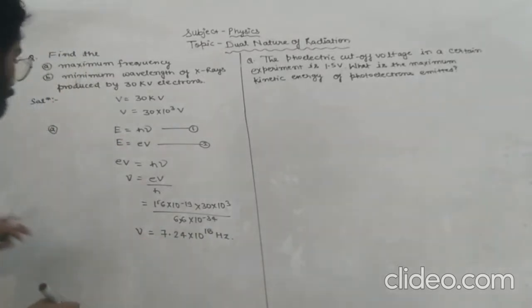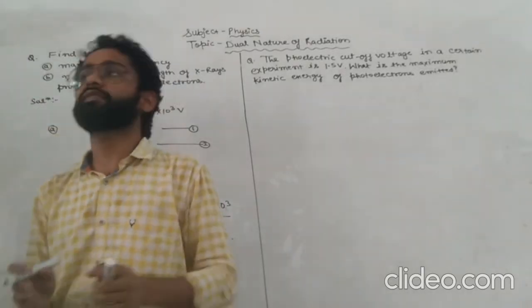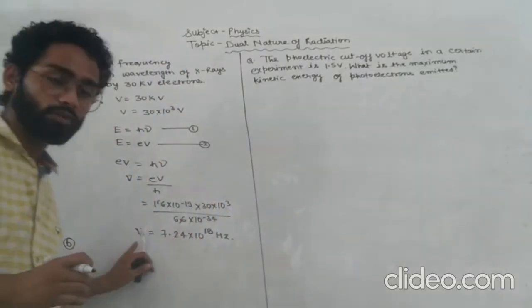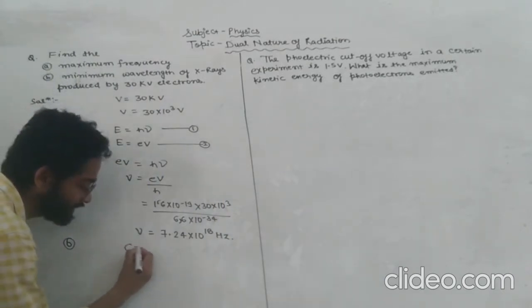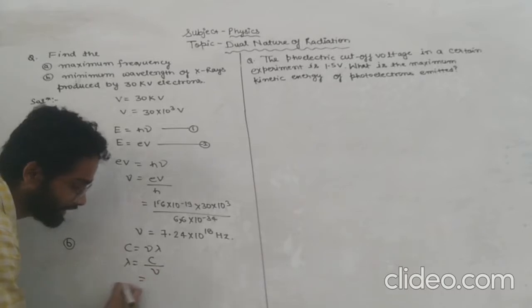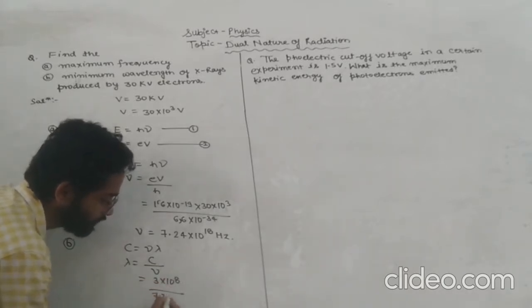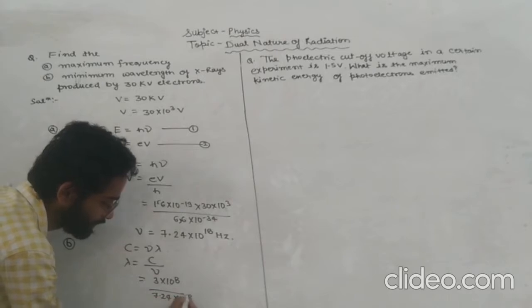And what about the next one? It is asking about the minimum wavelength. How will you get the minimum wavelength of this? We have got the value of nu. So we do know that C is equal to nu lambda. The lambda can be written like C upon nu. This can be written like 3 into 10 power 8 upon 7.24 into 10 power 18.